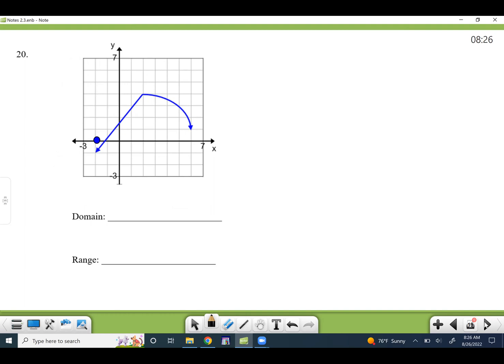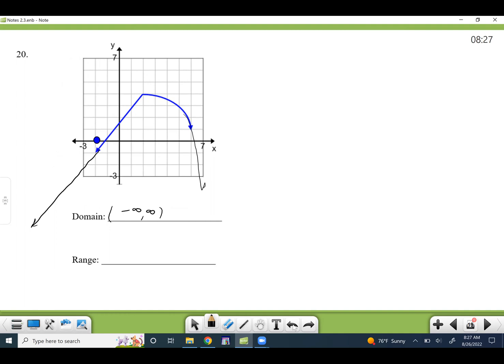All right, it goes to the left forever. It goes to the right forever, slowly, but it will. Negative infinity to infinity. Okay. This little dot throws people off, but honestly, it doesn't do anything to this particular graph, okay? All right, so negative infinity to infinity. I don't need a union symbol because I don't have any gaps.